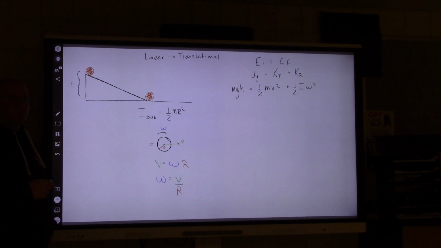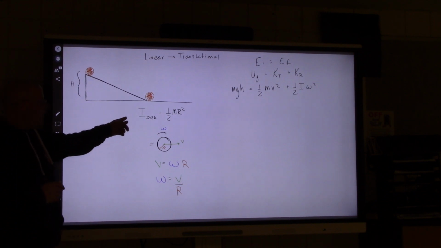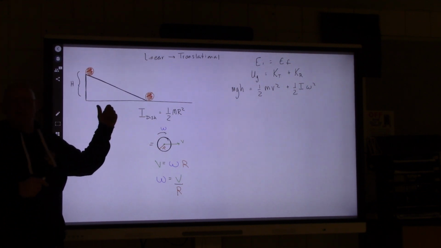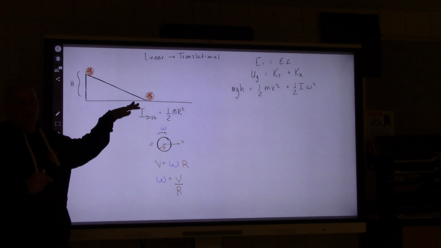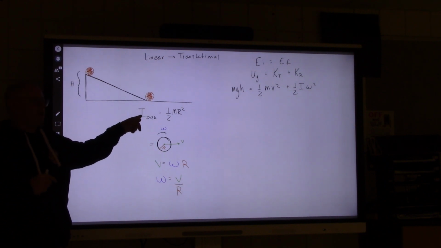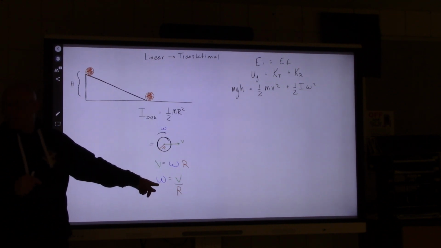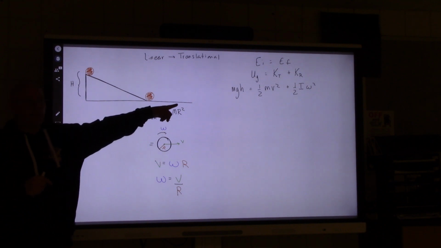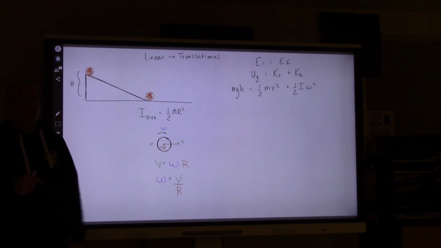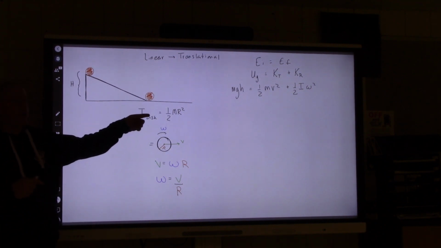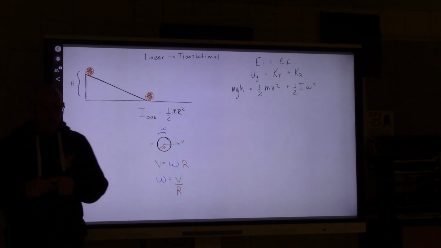Do I know the moment of inertia? It used to be called the moment of inertia, now it's called the rotational inertia. Do I know the rotational inertia of the disk? I do. Can I substitute in over there? Do I have an expression for the omega value? I do. Can I substitute in over there? So take a moment and plug and chug those two substitutions, and then we'll see what we got.